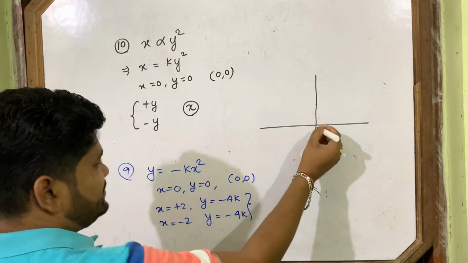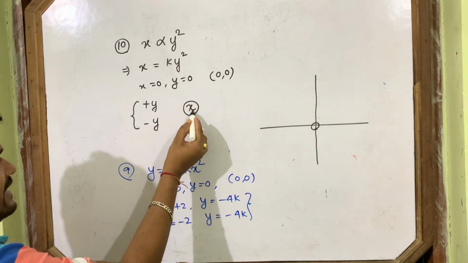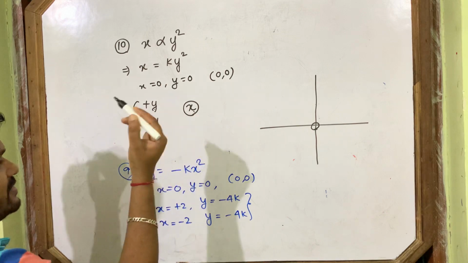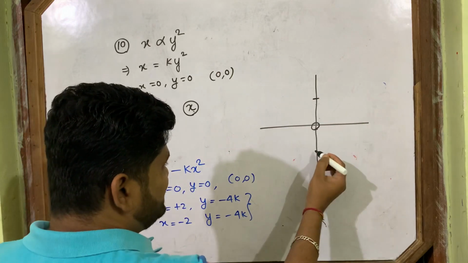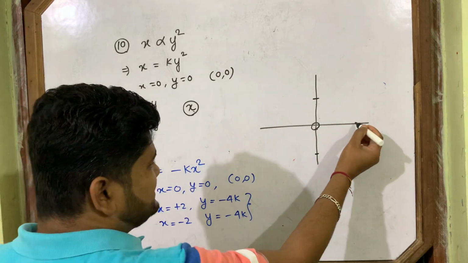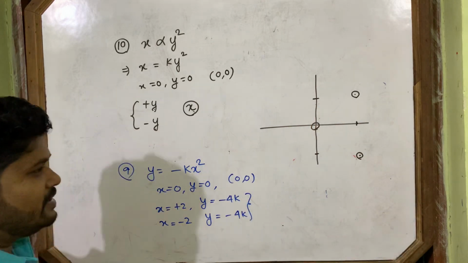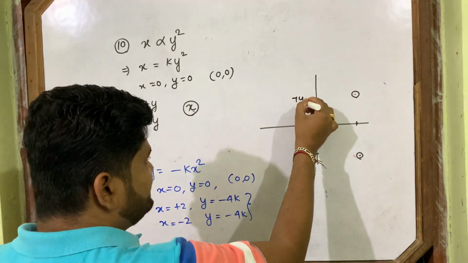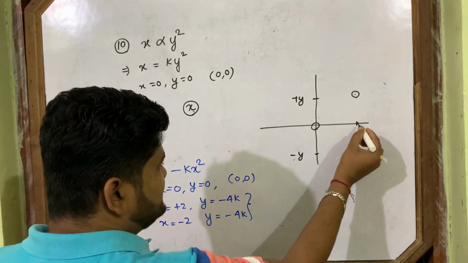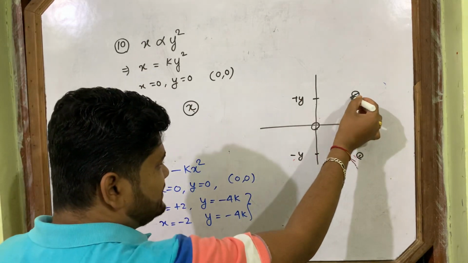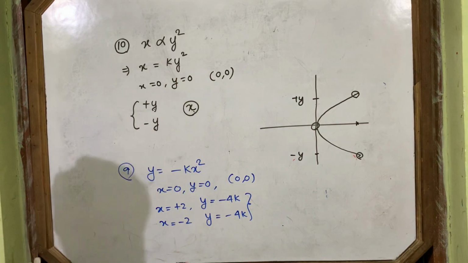So how the graph will be? See, so starts from origin. For y positive, x is also positive. For y negative, x is also positive, same value. You will see this is for plus y and for minus y, x has only one value. So this is 1 point, this is 1 point. For plus y, x value is this, and for minus y, also x value is this. So the graph will be like this. This is for positive k.